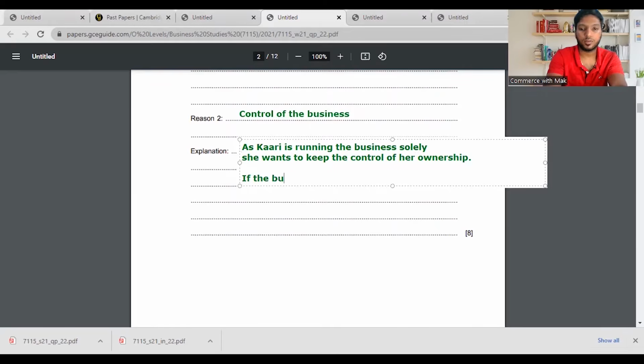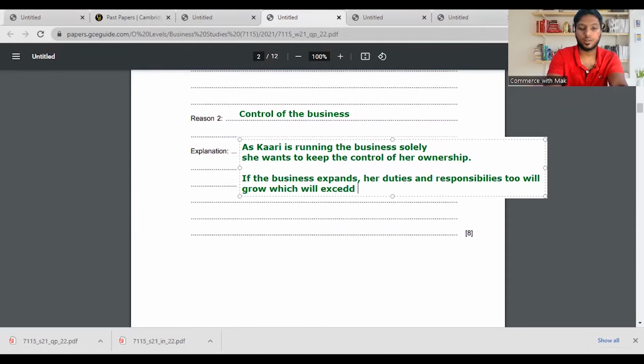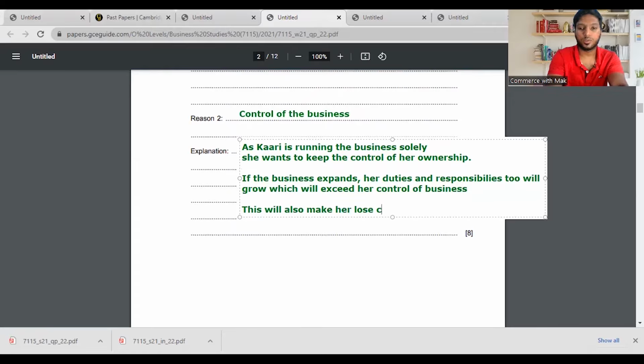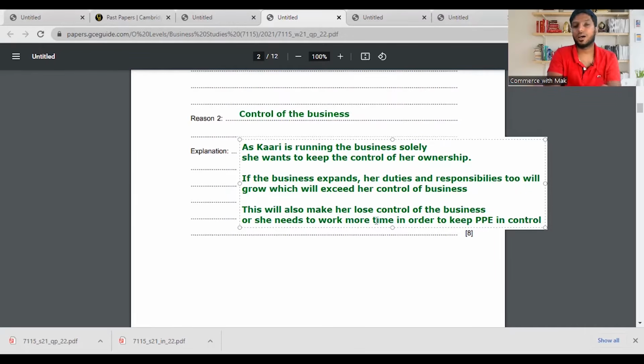If the business expands, her duties and responsibilities will grow, which will exceed her control of business. This will also make her lose control of the business, or she needs to work more time in order to keep PPE in control. So the answer for this is control of the business.